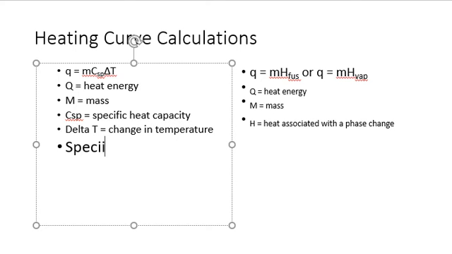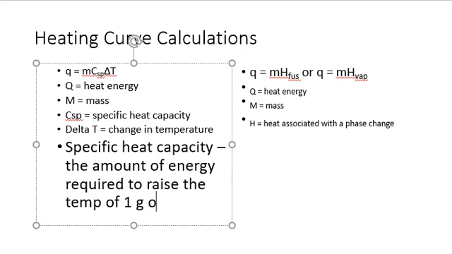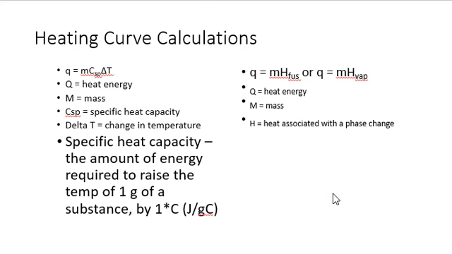So, new concept, specific heat capacity. It is the amount of energy required to raise the temperature of 1 gram of a substance by 1, pretend that that's a degree sign, degree Celsius. Its units are joules per gram Celsius. Okay? And I'm going to show you how to use these equations, and we're going to get a whole bunch of practice with it in class.